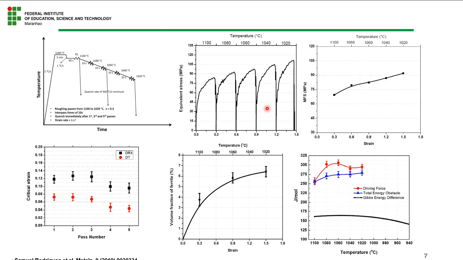We also performed this over the quenched samples, and as I said before, we had no ferrite because it was only martensite. But after the first pass, we calculated the volume fraction of ferrite at about 4% of ferrite formed at a very high temperature.